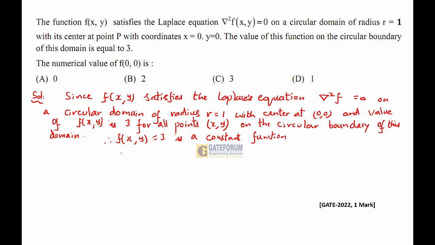Okay, so hence f of 0 comma 0 means any point on the circular region, automatically the function value is 3. Okay, so the answer is 3. Accordingly, the option C. This is end of the question.